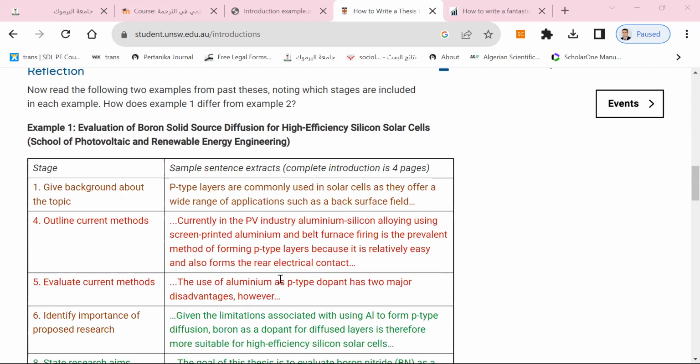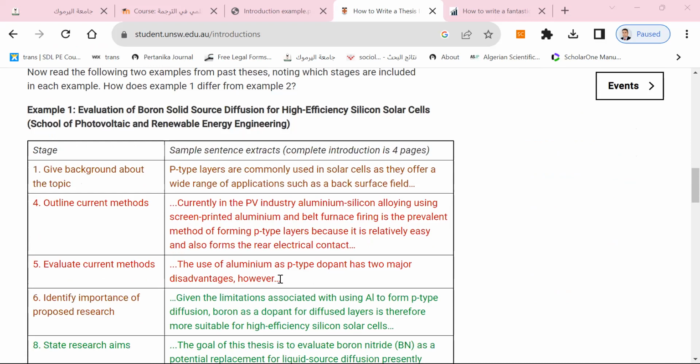Okay, now let's go to a real example here. Evaluation of boron solid source diffusion for high efficiency silicon solar cells, a school of photovoltaic and renewable energy. This is just a general example. It doesn't relate to translation, but we can take it as an example if we'd like to do a similar thing in the future for translation. Now, stage 1, sample sentence extract, completion introduction in 4 pages. Give background about the topic. P-type layers are commonly used in solar cells as they offer a wide range of applications, etc.